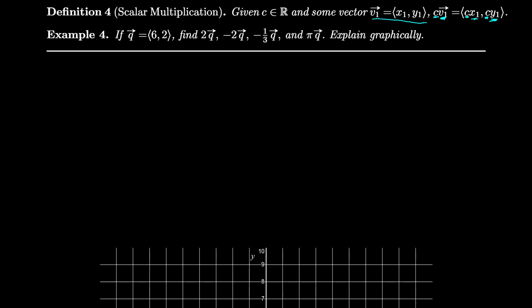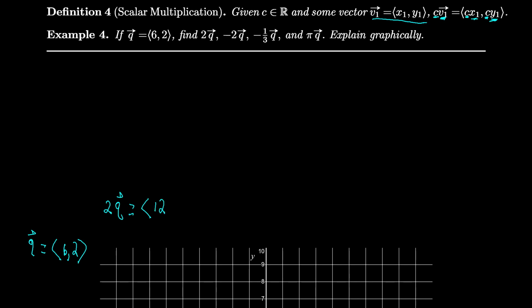So we're going to write down here that our vector q is 6, 2. Okay, and then we're going to find all of these. So 2 times vector q is going to be multiply each one of those things by 2.